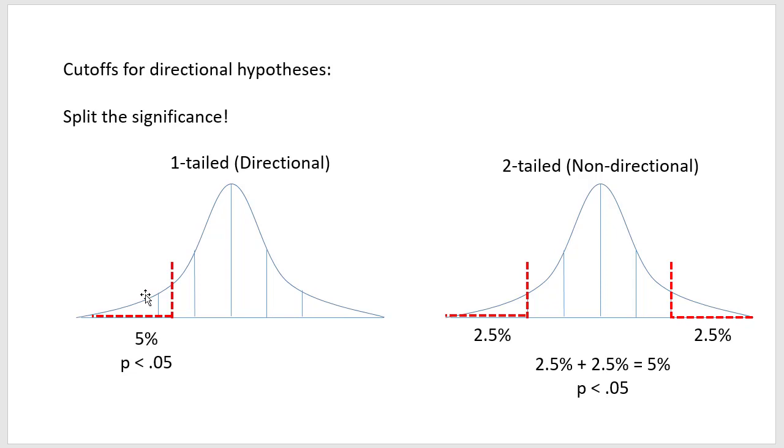Now, when we have a two-tailed test or a non-directional test, we are still concerned with 5%. But instead of looking at 5% on one side, we look at 2.5% on each side.